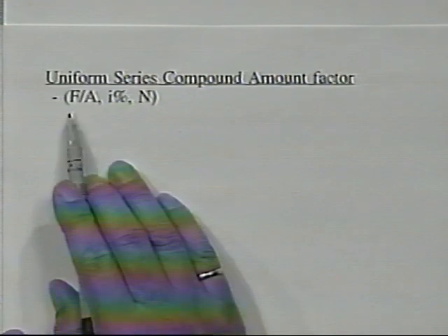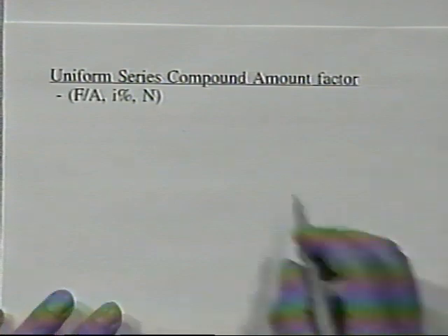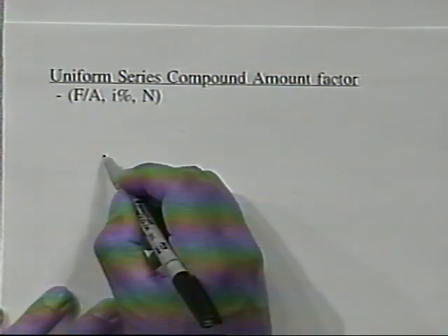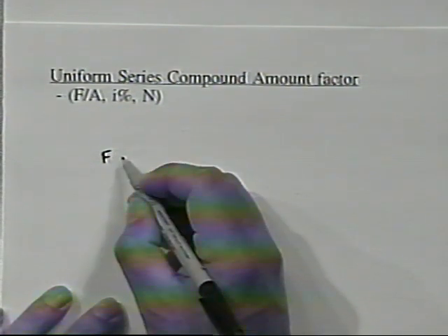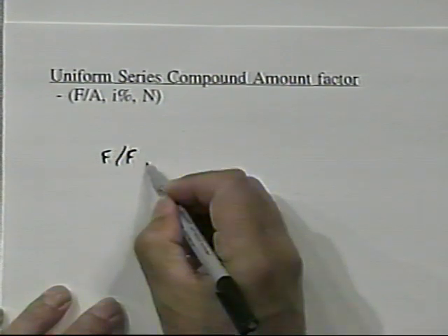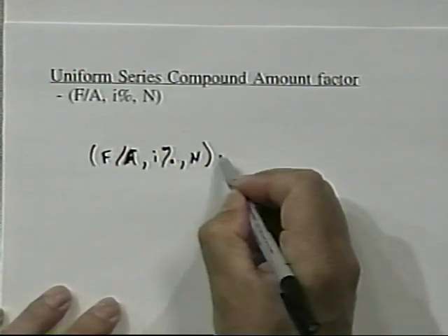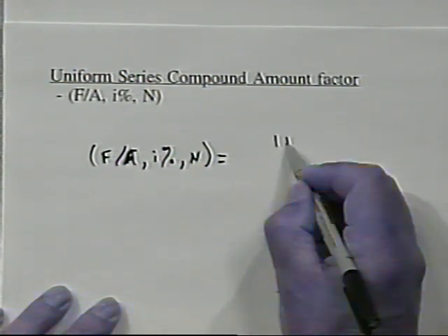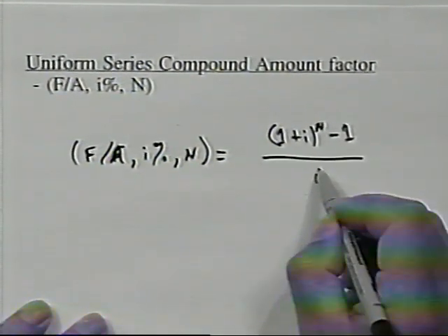Now the reciprocal of the sinking fund factor is the uniform series compound amount factor, where we go from an annuity to a future worth. And it's simply the reciprocal. So we just take the sinking fund factor and exchange the denominator and numerator. So that's then (1 plus i) to the n minus 1, over i.